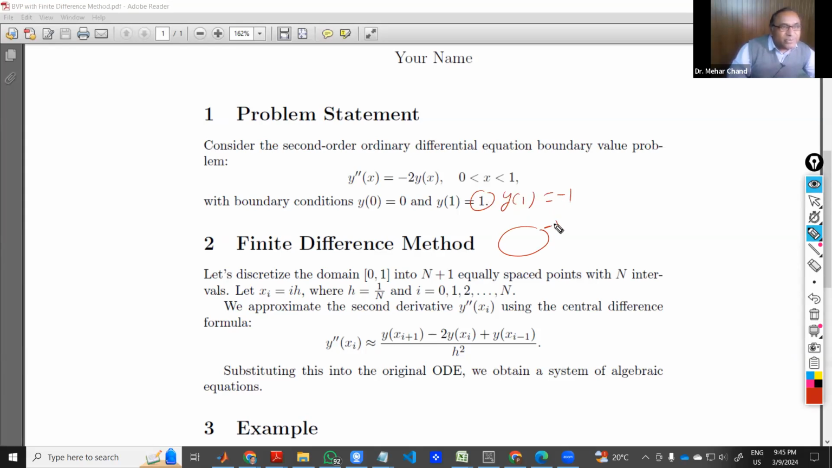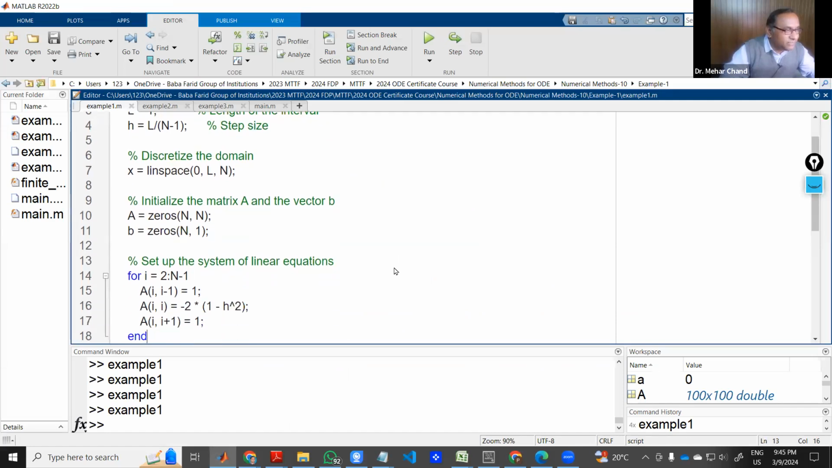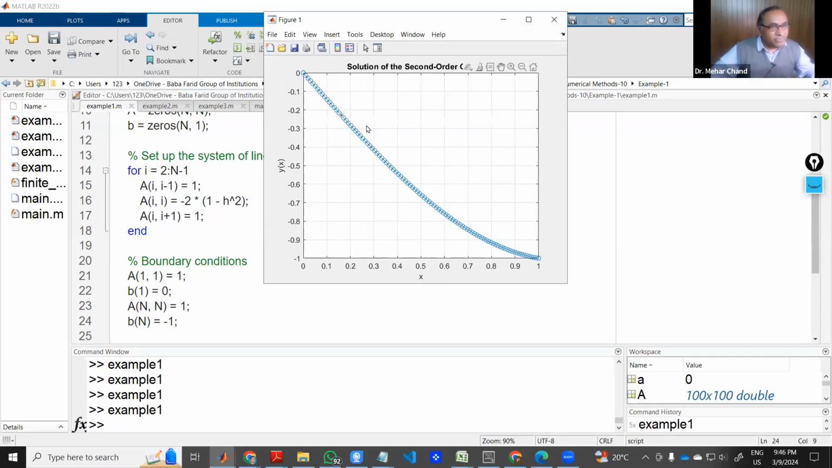Y1 is equal to -1, because when we convert this into a system of equations, at the end we have this value. In MATLAB, we check that, yes, this is -1. Now it is fine. So please correct the statement, and according to that we have -1. When you execute now, it is fine, and according to the statement, we have the same solution.